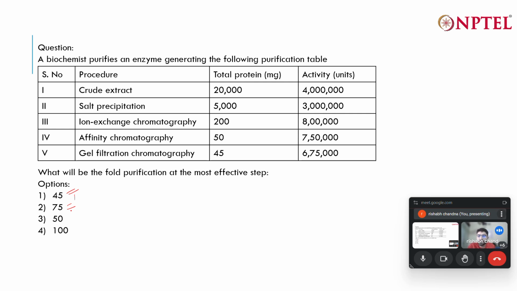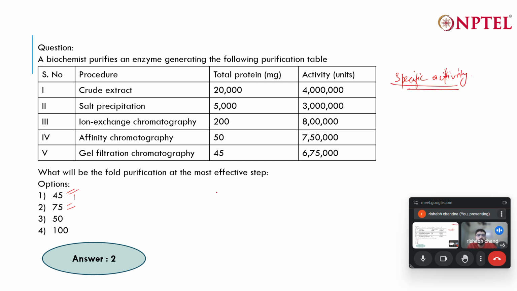Okay, so the correct answer is option number two. Here also, when we calculate the fold purification, we have to check the specific activity of the enzyme at each step. Fold purification is given by the specific activity of the given step divided by the specific activity of the initial step.